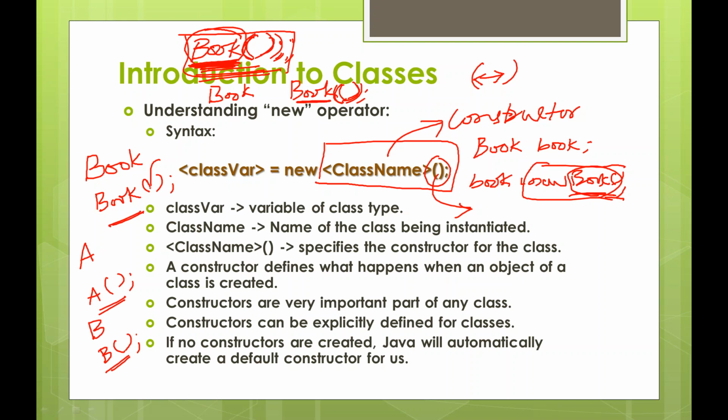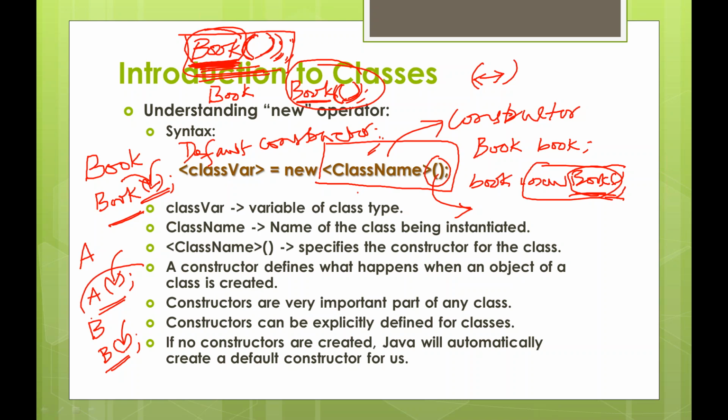So similar to our methods, we can pass parameters to these constructors. If you don't have any parameters, that is called your default constructor. You can define your own constructor within a class. If you don't have any constructors defined in your class, Java will give you a default constructor.